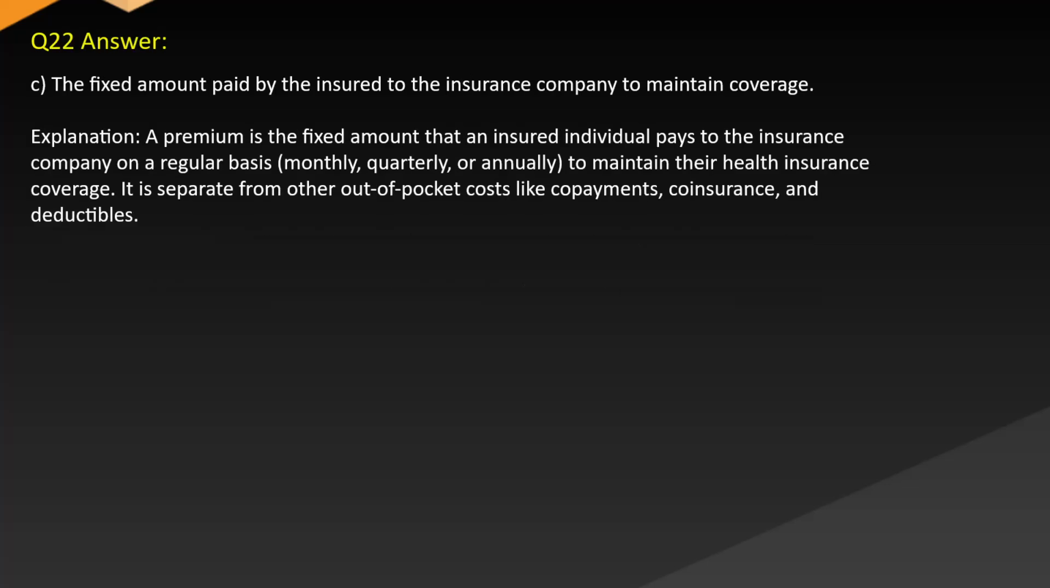Answer. C. The fixed amount paid by the insured to the insurance company to maintain coverage. Explanation. A premium is the fixed amount that an insured individual pays to the insurance company on a regular basis, monthly, quarterly, or annually, to maintain their health insurance coverage. It is separate from other out-of-pocket costs like copayments, coinsurance, and deductibles.